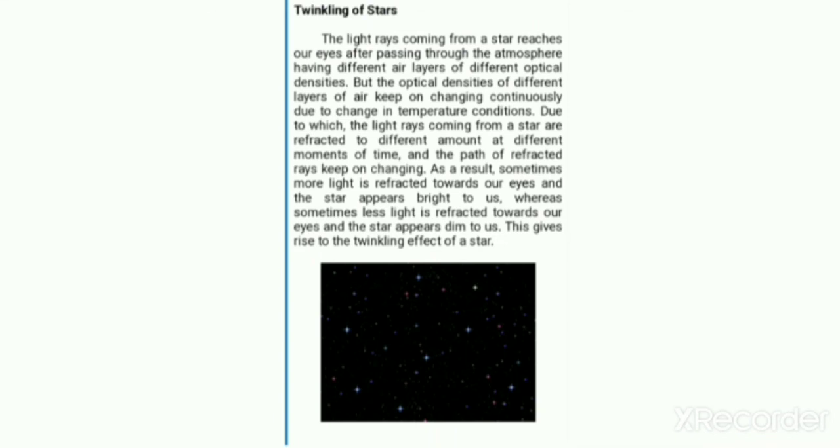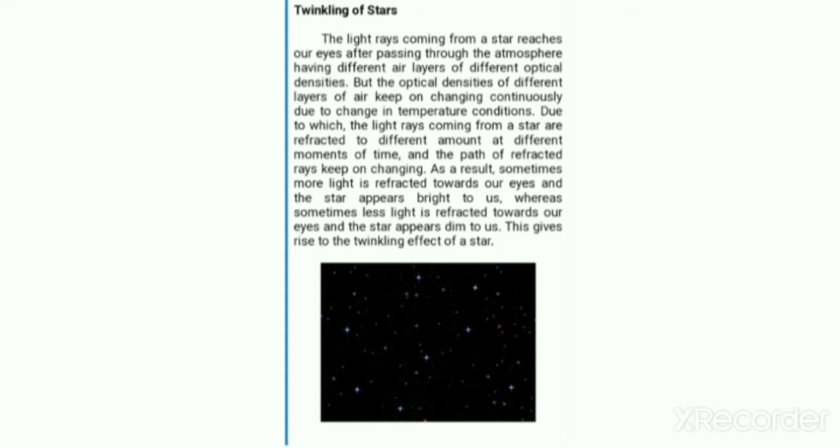Now let's discuss the case of twinkling of stars. What do you mean by twinkling? That means sometimes it looks bright and sometimes it looks dim. Because of that it is known as twinkling. So a star twinkles. Why does this happen? This happens because of atmospheric refraction. How? Let's see.